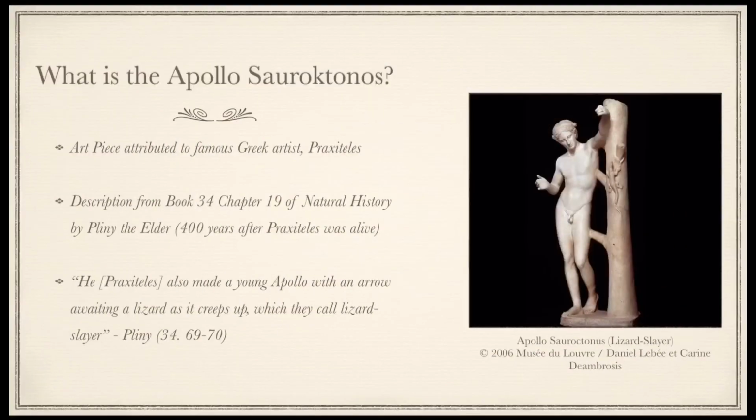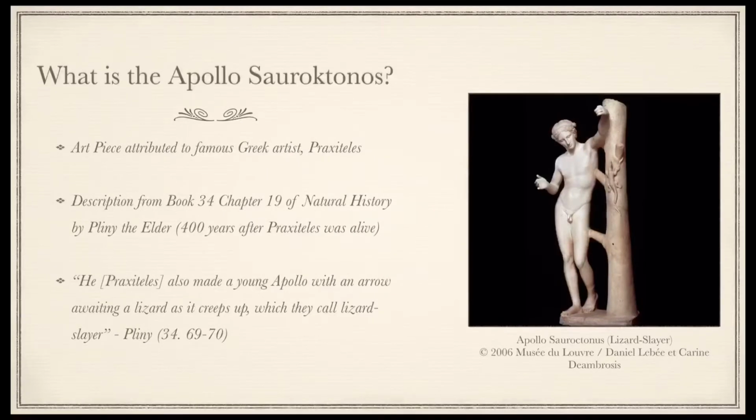First, let's take a look at what the Apollo Sauroktonos is. The identification and description of the Apollo Sauroktonos was based solely on a passage in the book Natural History by Pliny the Elder. Pliny the Elder wrote this book 400 years after Praxiteles was alive and wrote this in Latin. In Book 34, Pliny has a chapter devoted to metals, including nearly 20 bronze sculptures supposedly by Praxiteles. He mentions that Praxiteles, who excelled more particularly in marble, also executed some very beautiful works in brass.